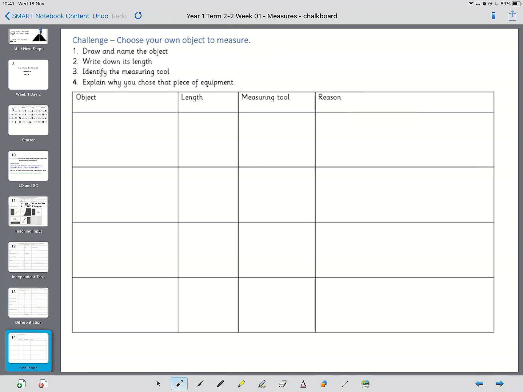If you've got a ruler and a tape measure or a measuring tape, then you can do different size ones and say which tools they are. And think about why you're choosing the particular one. Remember, if it's small, you're going to use a ruler. If it's a big distance, you're going to use a measuring tape.